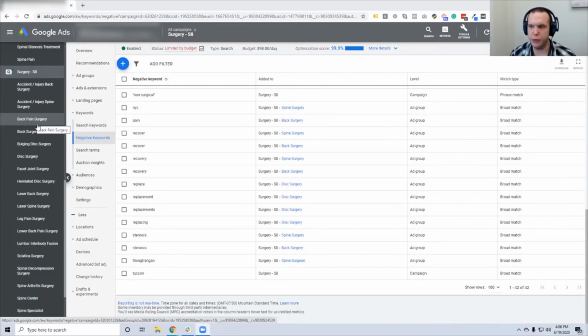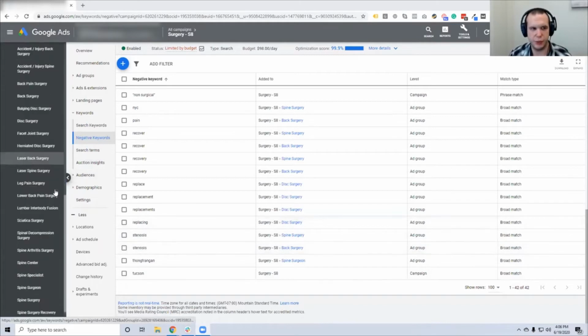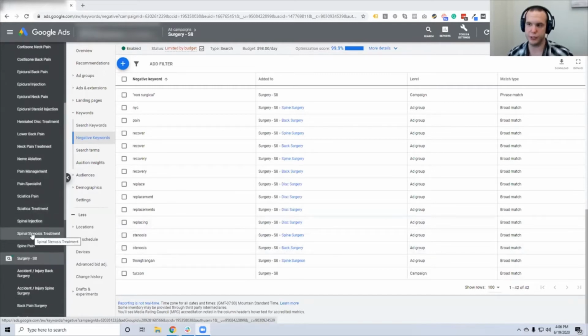What keyword sculpting is, is adding keywords not at the account level, which is what we usually recommend, but at the campaign level, to force the user to see the other campaign's ads. For example, in the surgery campaign, we have stenosis. We have other regular negative keywords here as well, but you'll see stenosis in the surgery one because in the non-surgical campaign, we have the spinal stenosis treatment. You don't need surgery for spinal stenosis.